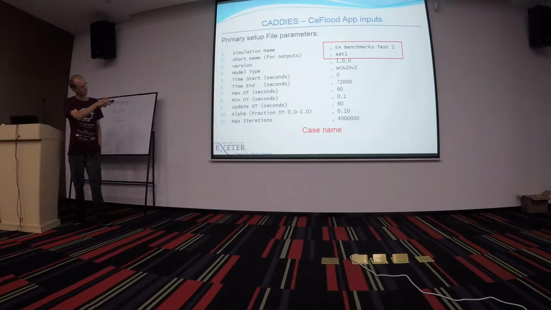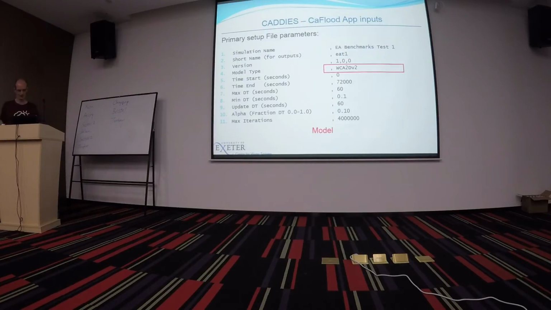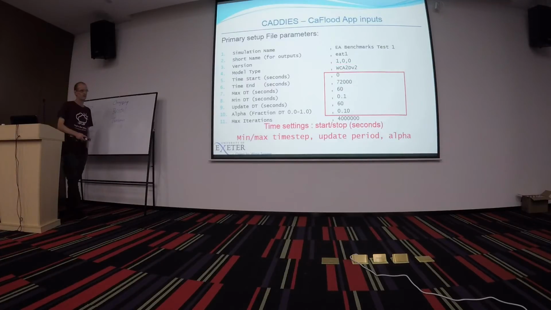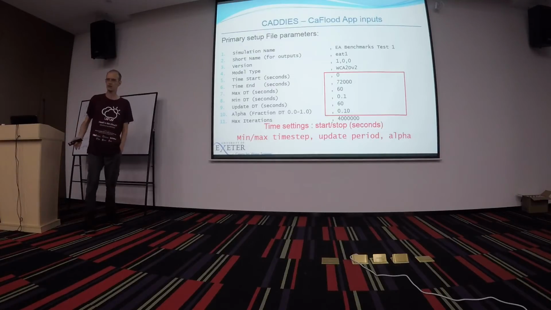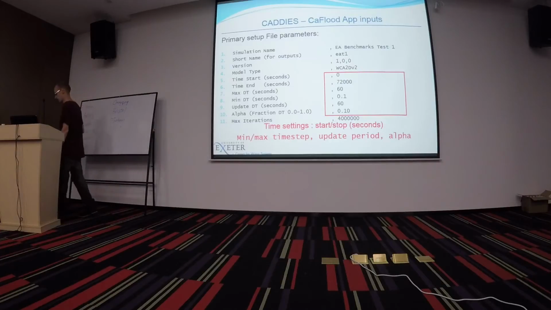The simulation name can have spaces in it. The short name is used in the output file, so it cannot have spaces in it. The version number you should not change. The model type tells us the model that we're going to use, and this one is the weighted CA2D version 2, which is the current model we have, so you should use that one. Then you need to tell it how much you want to simulate, 2 hours or 99 hours. This is done in seconds, so that is 20 hours, 3,600 seconds in an hour. We tend to start at 0, but you might want to start later for some reason.